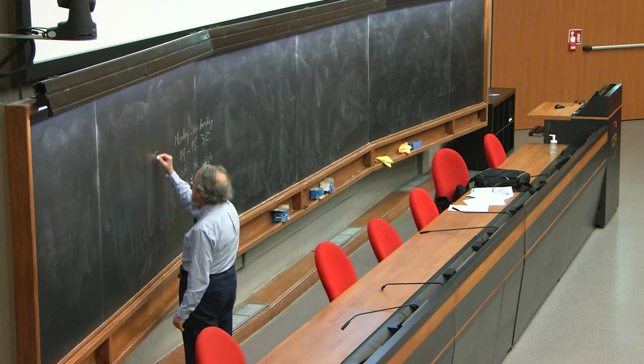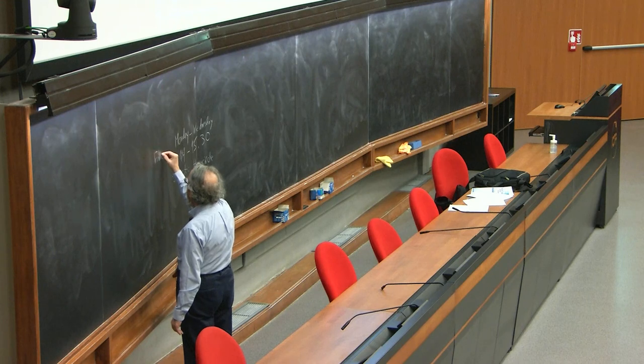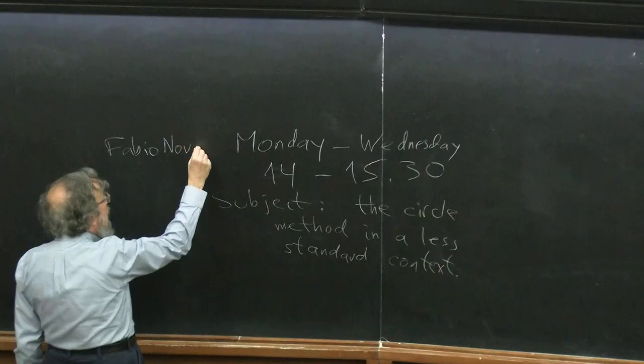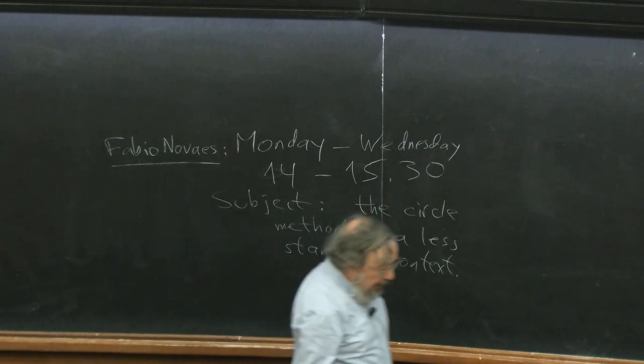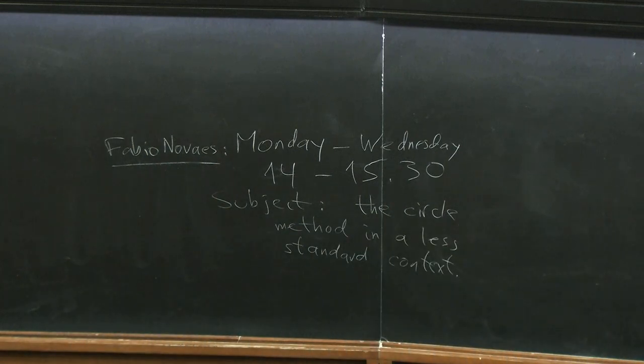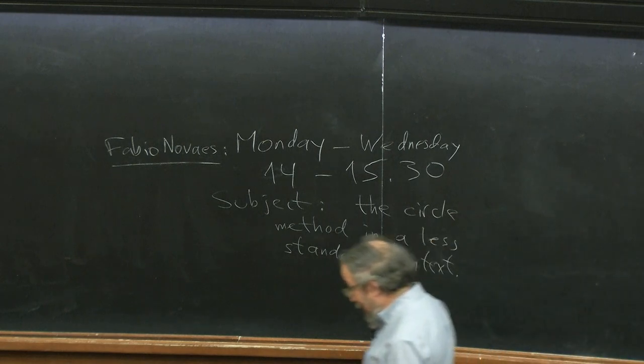I should also mention the name Fabio Novais, whom I don't know personally. He's in Chile, but about a year ago, he sent me an email asking if anything was known about the asymptotics of the number of representations of a number as a sum of squares, which came up in connection with some problem on the Chern-Simons formulation of 3D gravity and its connection to integrable systems, nothing of which I know anything about.